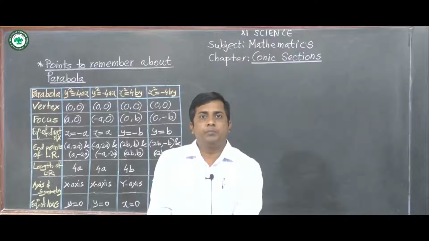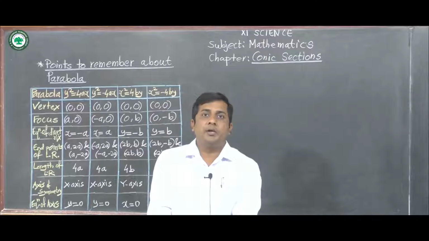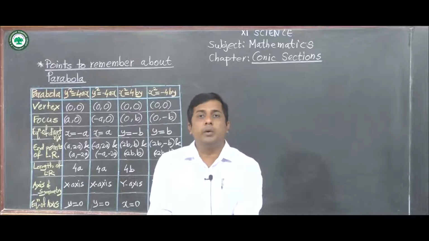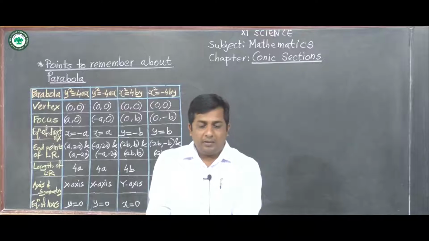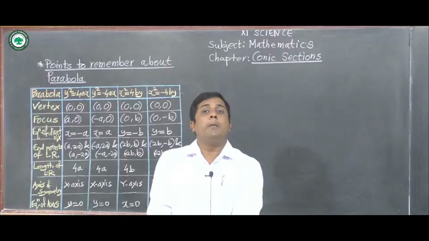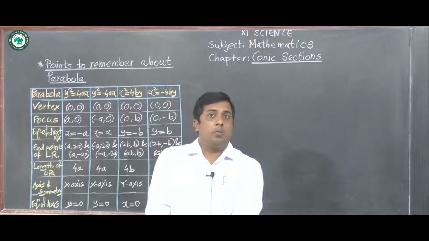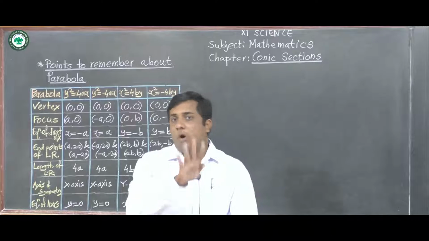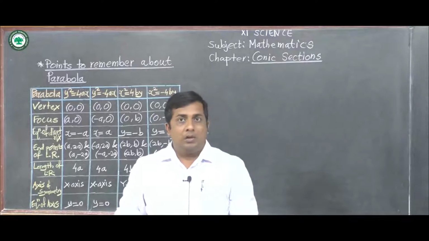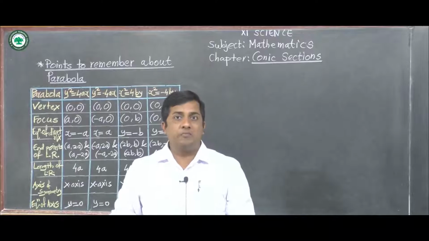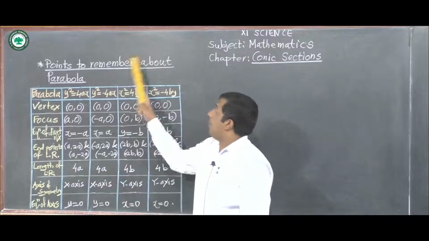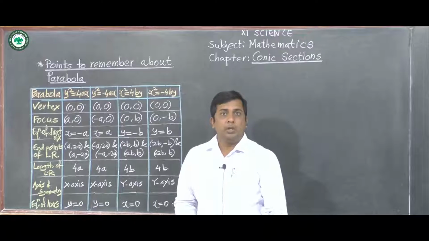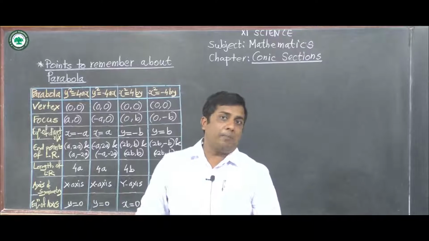Hello everyone. In the previous lecture we studied the concepts related to the chapter Conic Sections, and in that we defined the parabola. We defined the standard equation of the parabola. Here we consider two standard forms of the parabola. Let's revise these four forms, and we have to remember the points about the parabola. Here we have four standard parabolas.